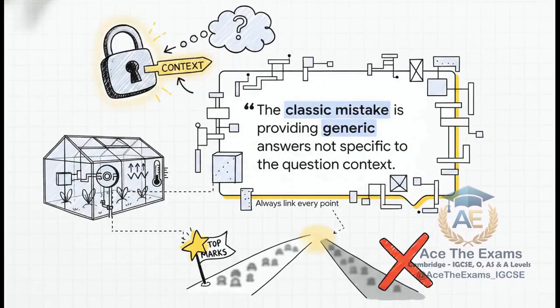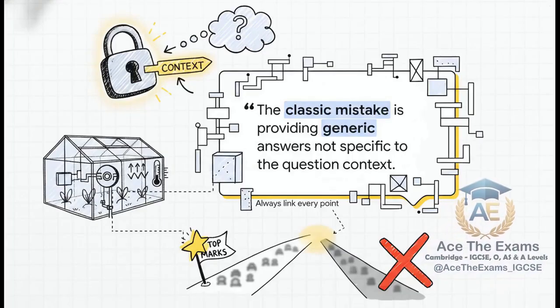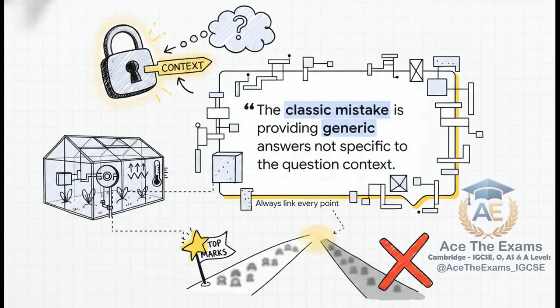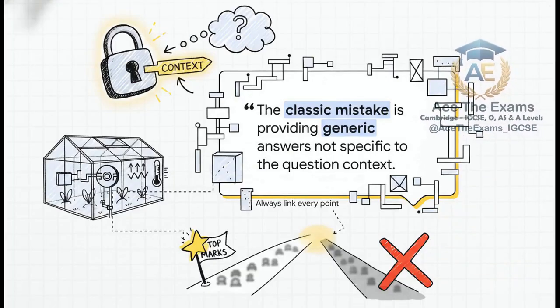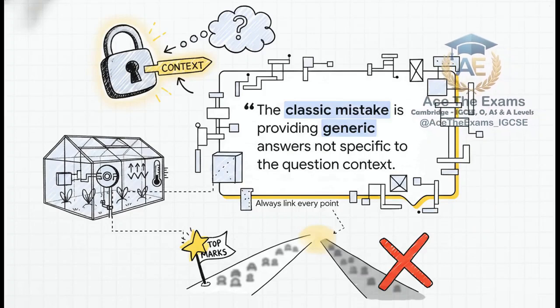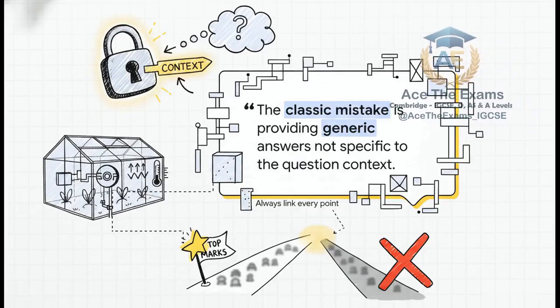Now, I need you to listen very closely to this direct warning from the principal examiner reports. This is straight from the people holding the keys to the vault. Quote, "The classic mistake is providing generic answers not specific to the question context. Always link every point to the given scenario." End quote. This is the golden rule, guys.